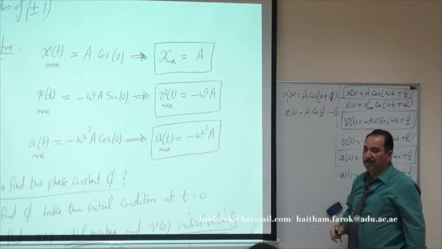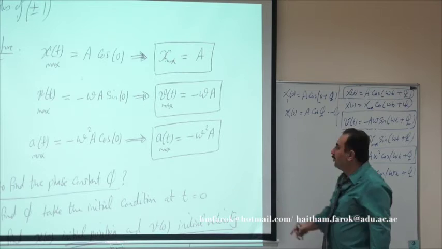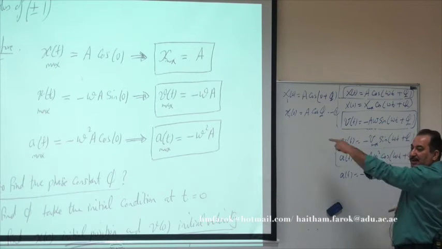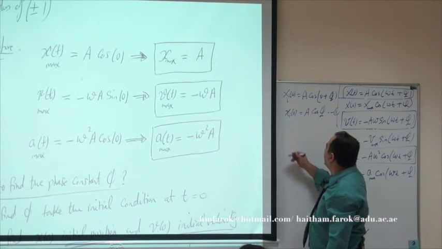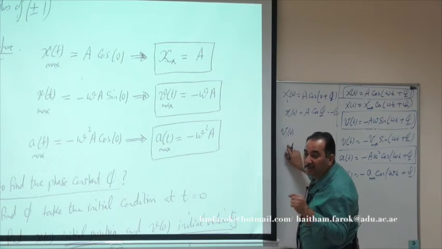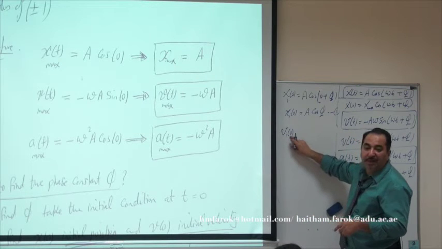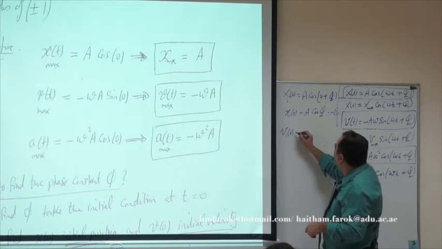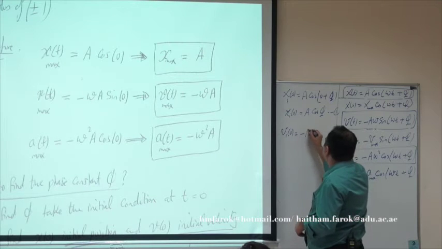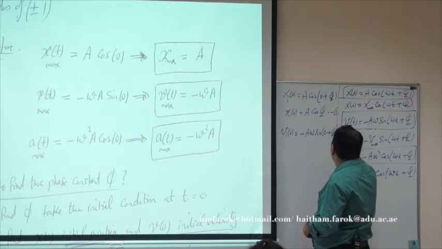Now the second condition. At time 0, what is the initial velocity? So where do you go? To the velocity function. So you say v initial at 0. Remember, the 0 is for the time, not for the velocity; maybe it's 0, but generally it is not. v initial equals minus A omega sine of 0 plus phi. What is this? Equation number 2.